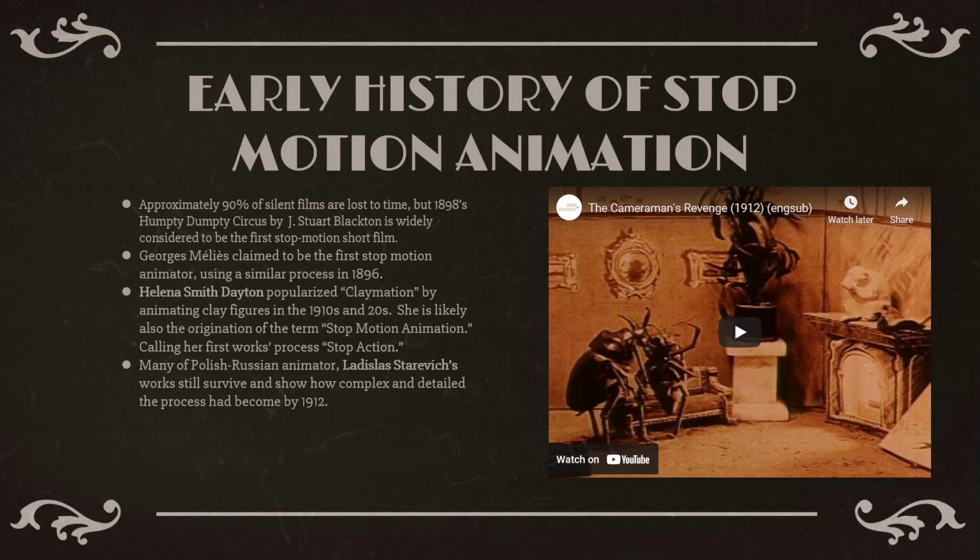So there's this person named Helena Smith Dayton, and she popularized claymation. It was probably around before her, but if you thought that what you just watched was claymation, it is not, right? Those insects are actually little insects being puppeted frame by frame. So stop motion animation works like a still over and over again, and when you lay them on top of each other at a fast enough pace, it gives the illusion of motion, right?